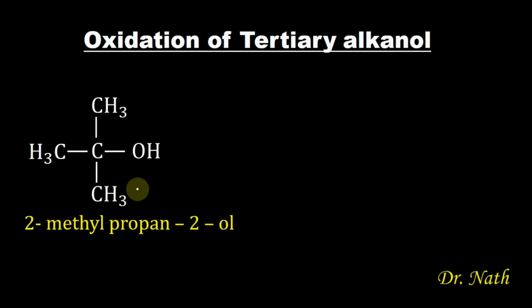This compound is a typical example of a tertiary alkanol, and if you look at this compound, there is no free hydrogen here. We have CH3 here, a methyl group here, and an OH group here. So it will be difficult to oxidize this compound. So this compound cannot be oxidized because of one reason, because there is no free hydrogen available for oxidation.